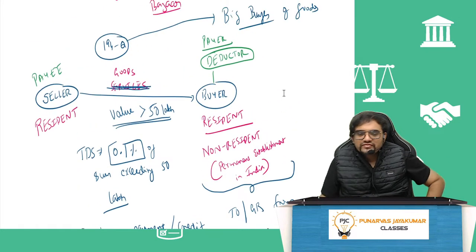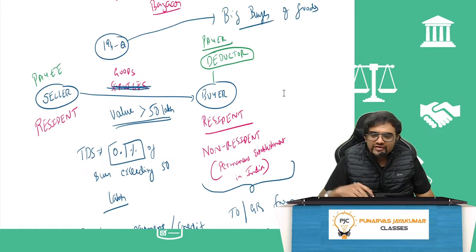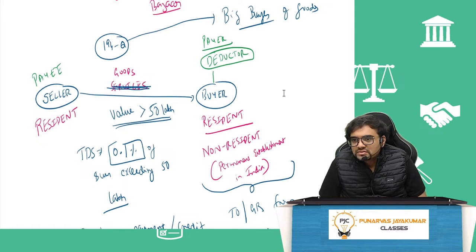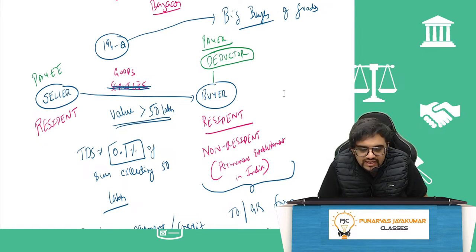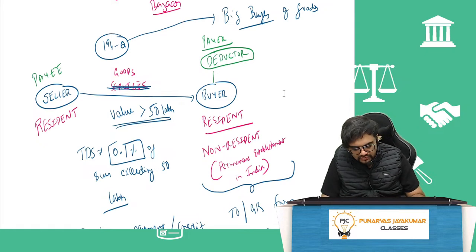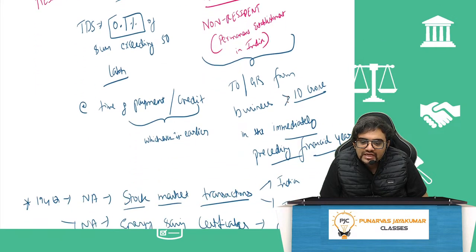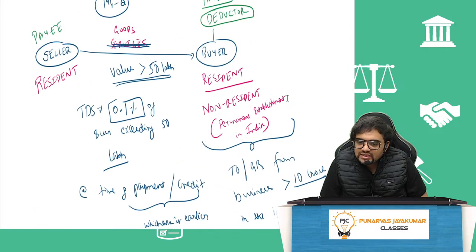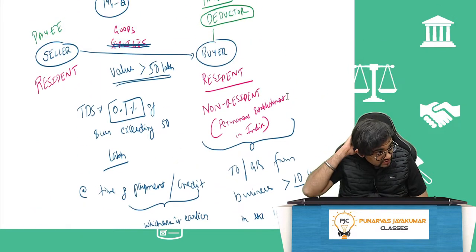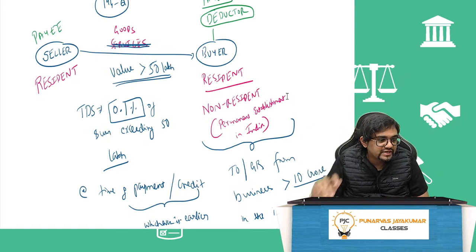So if the seller is selling more than 50 lakh to a big buyer, TDS has to be deducted at 0.1% of the sum exceeding 50 lakh. At the time of payment or credit, whichever is earlier, 0.1% of the sum exceeding 50 lakh rupees.